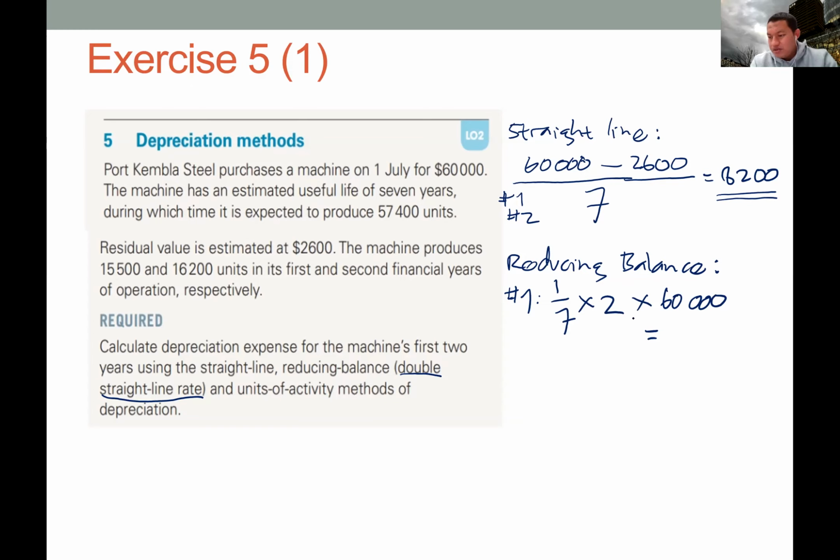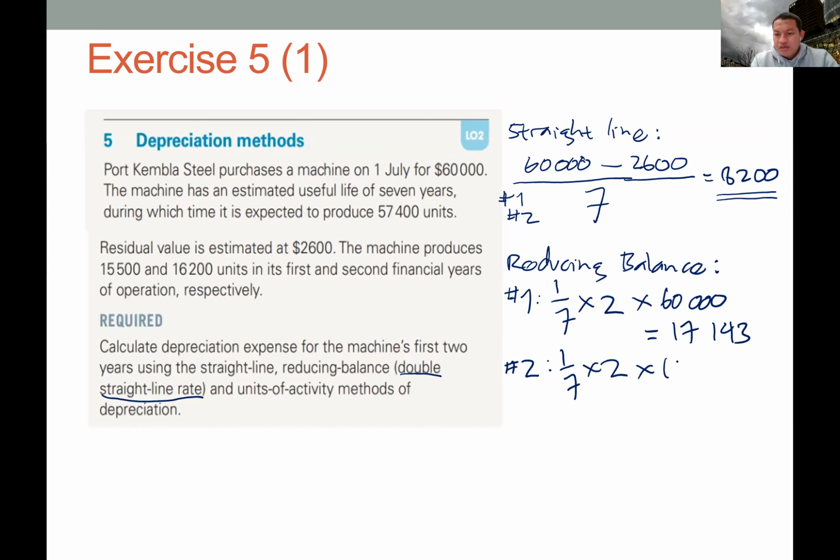Okay, so this one should be 17 something, so 17,143. Okay. Yes. What about year number 2? So we use the same formula, so 1/7 times 2. But now we already have some depreciation from year 1. We should take this into account.